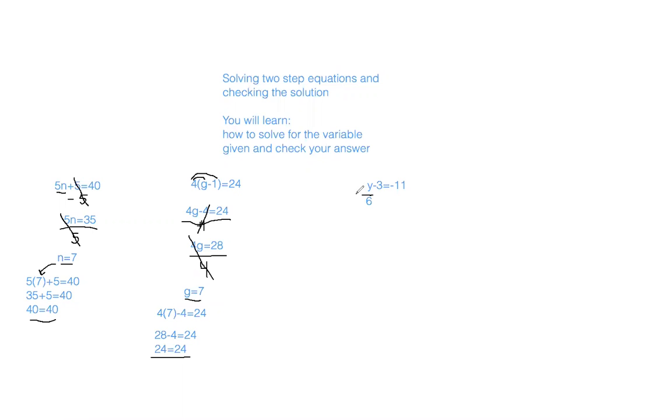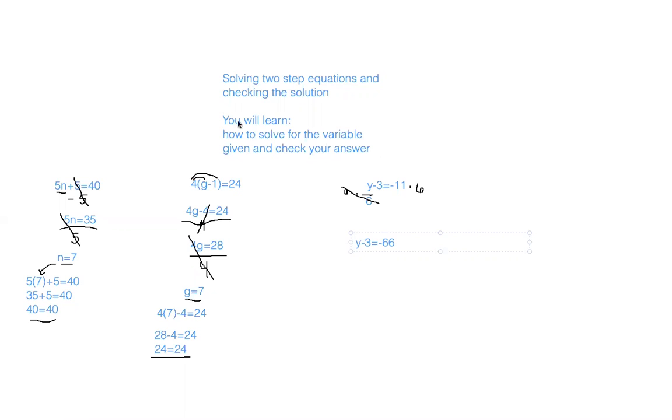Simply what we would have to do is multiply both sides by 6 in order to get y by itself. So we multiply this side by 6. The 6's cancel out. Multiply this side by 6. The left side leaves us with y minus 3. The right side, negative 11 times 6 equals negative 66. Okay?